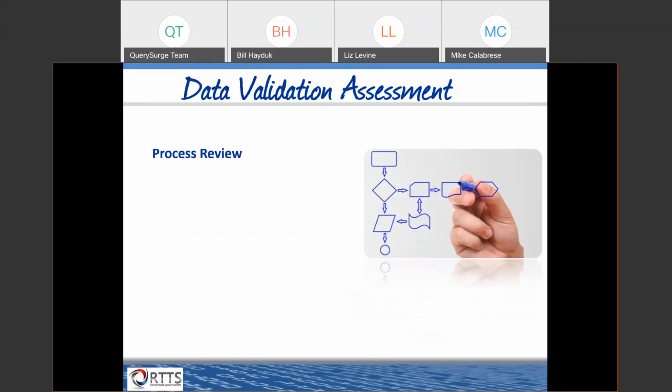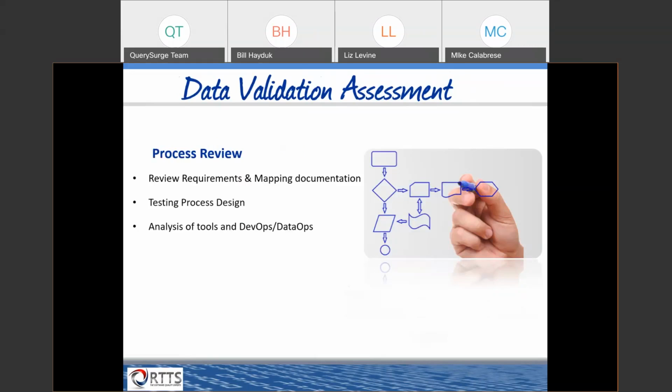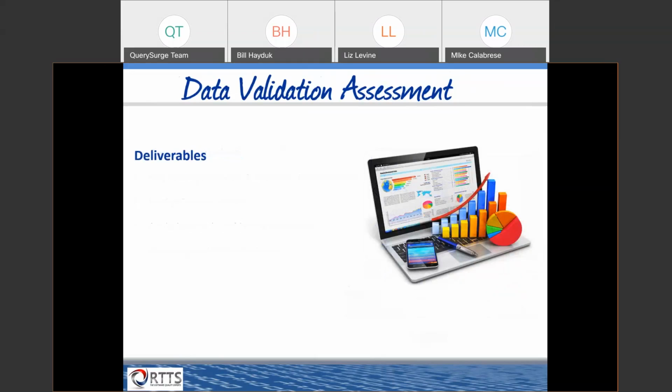So once you've completed the interviews, additionally, we'll take a look at the process documentation, so the requirements and the mapping documentation, your testing process design, how is that implemented, analysis of the tools being used for your DevOps, your data ops, how that's all integrated together, and then taking a look at how everything is being reported out, and is everyone sort of satisfied with those reporting metrics.